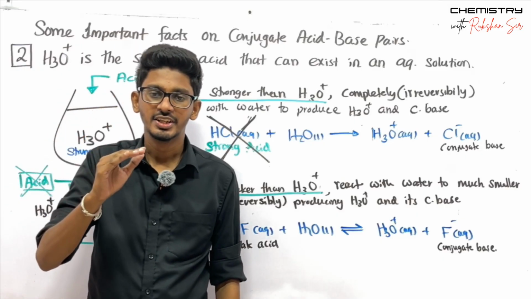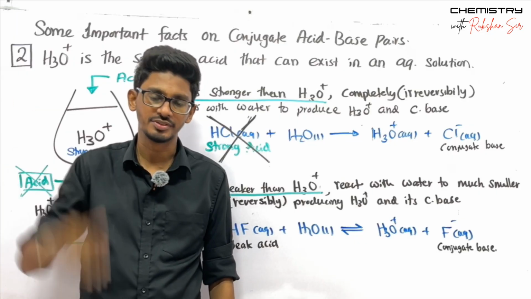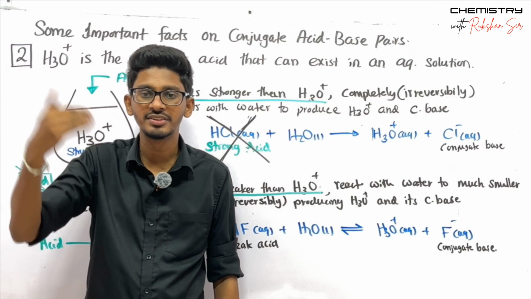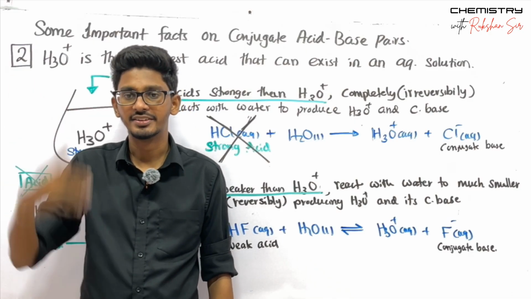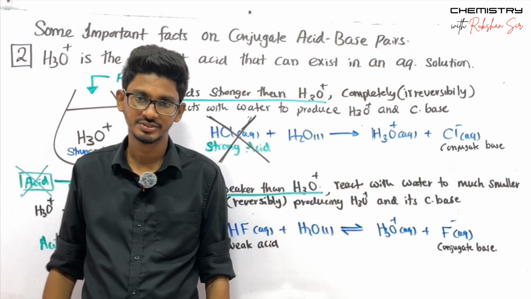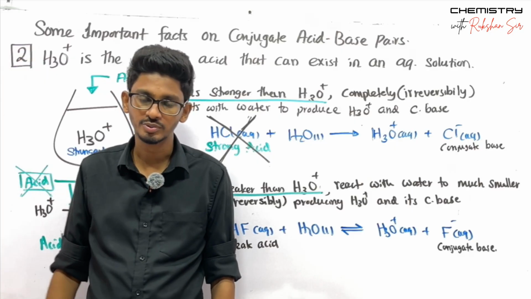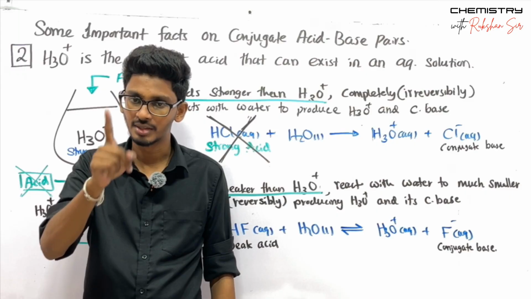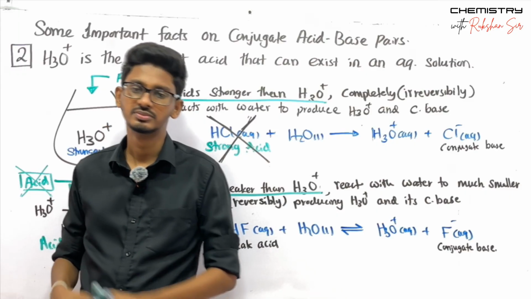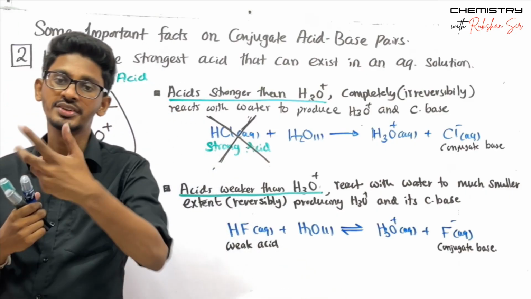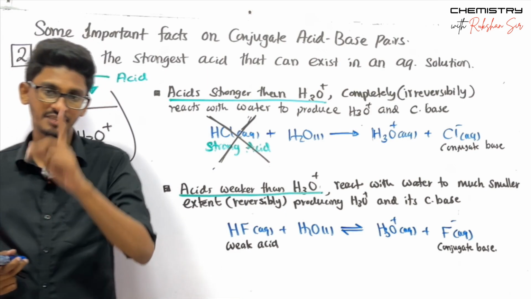HCl is a stronger acid than H3O plus. That is also true. Your answer is answer number one. HCl is a stronger acid than H3O plus. That is true, and the answer is going to be answer number one.